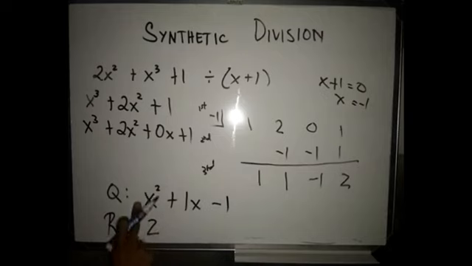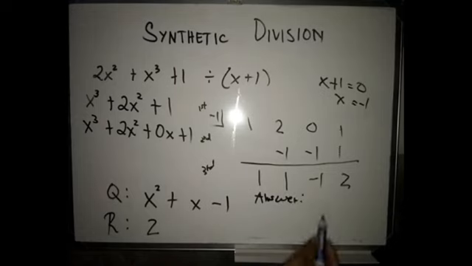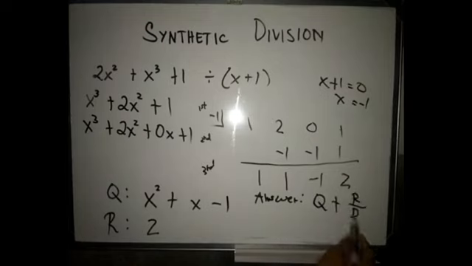So pwede na nating tanggalin ito, kasi may mga literal coefficient naman na. Pero ito, hindi pwedeng tanggalin kasi kapag tinanggal mo yan, magiging 0 na. So our answer would be, I just want to emphasize that it is in the form quotient plus the remainder over the divisor. So yung quotient natin, x squared plus x minus 1 plus, kasi positive, plus 2 over the divisor, x plus 1.